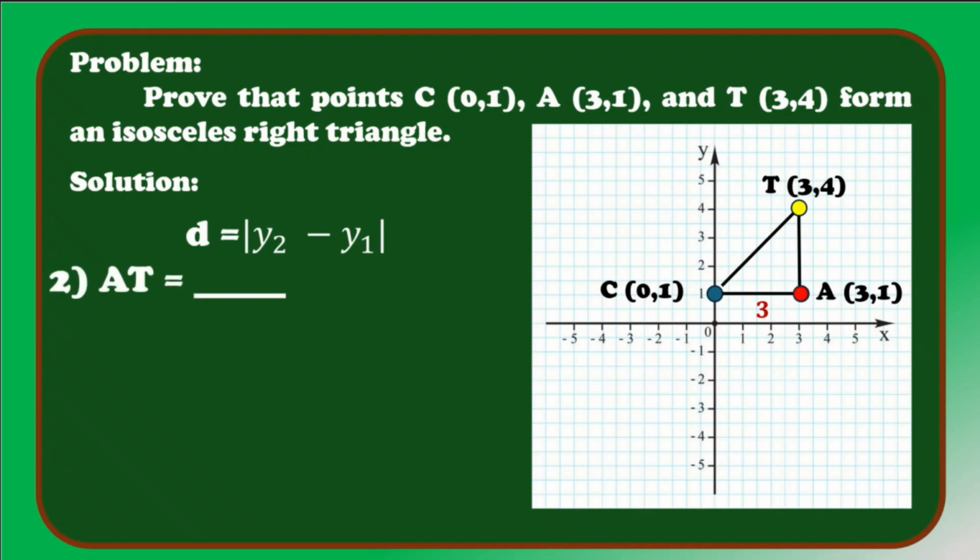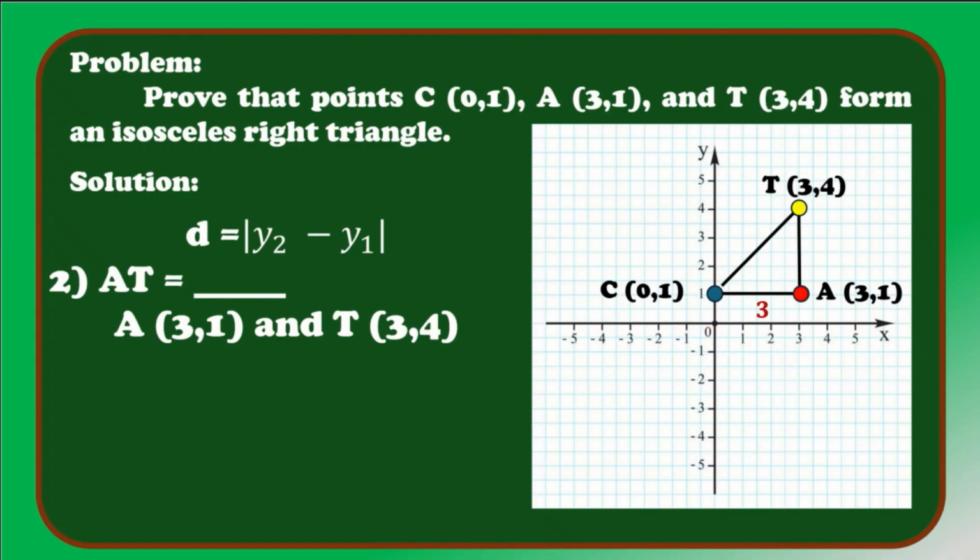This time, we're going to look for the distance between point A and point T. Based on our observation, point A and point T are vertically aligned, so we're going to use the vertical distance formula, and that is the absolute value of y sub 2 minus y sub 1. Let's set the givens. Point A is located at (3, 1), and point T is located at (3, 4). We're going to focus only on the y values, where 4 is your y sub 2 that came from point T, and 1 is your y sub 1 that comes from point A.